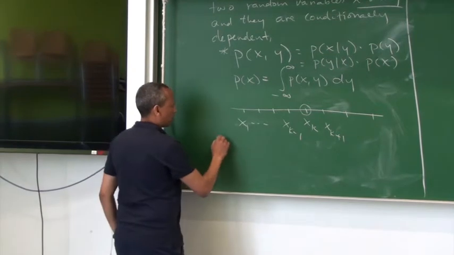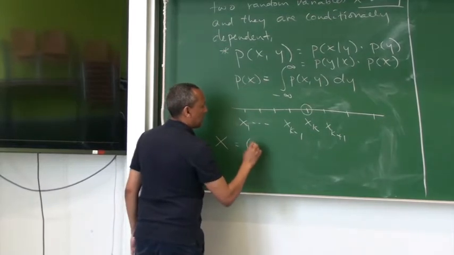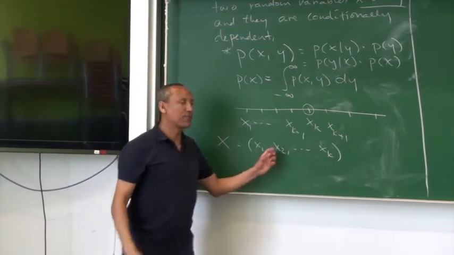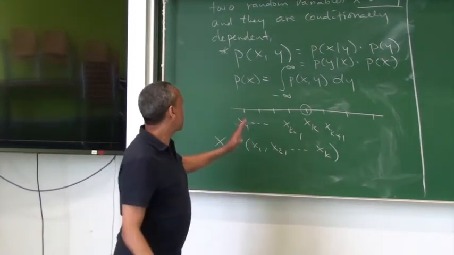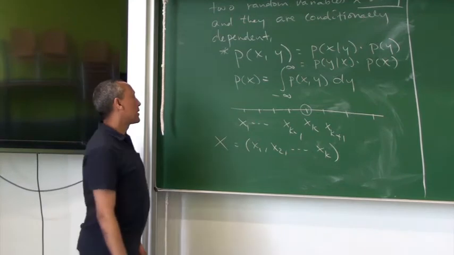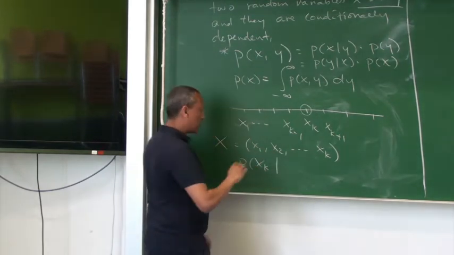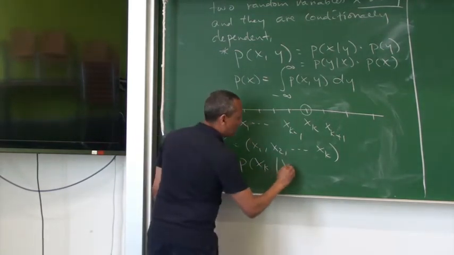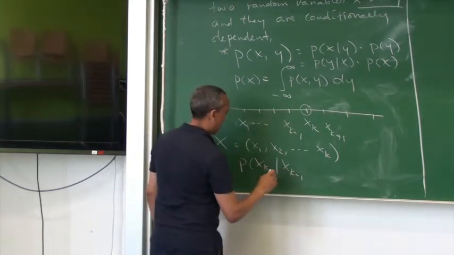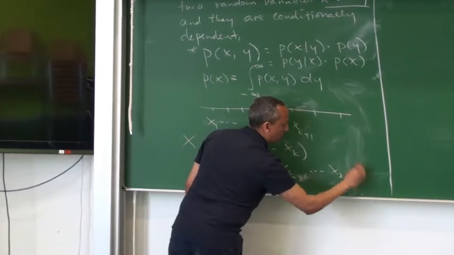So if I have, let's say, x as x1, x2, xk. So these are the random variables for the observation I made at distinct time intervals. And if I want to know the probability of xk given all the observation up to xk minus 1, let's just call it k minus 1. Let's say xk minus 2, x2, x1.